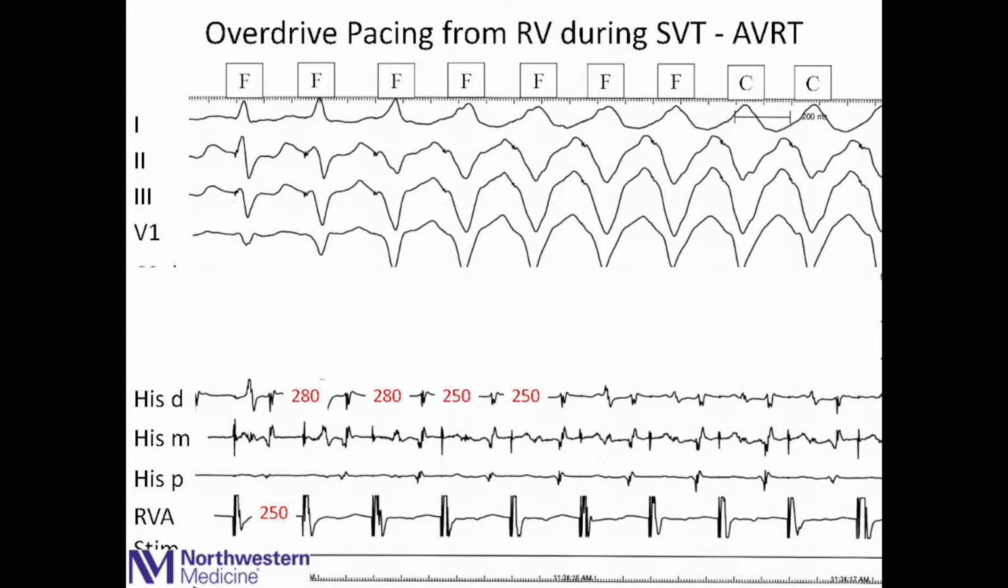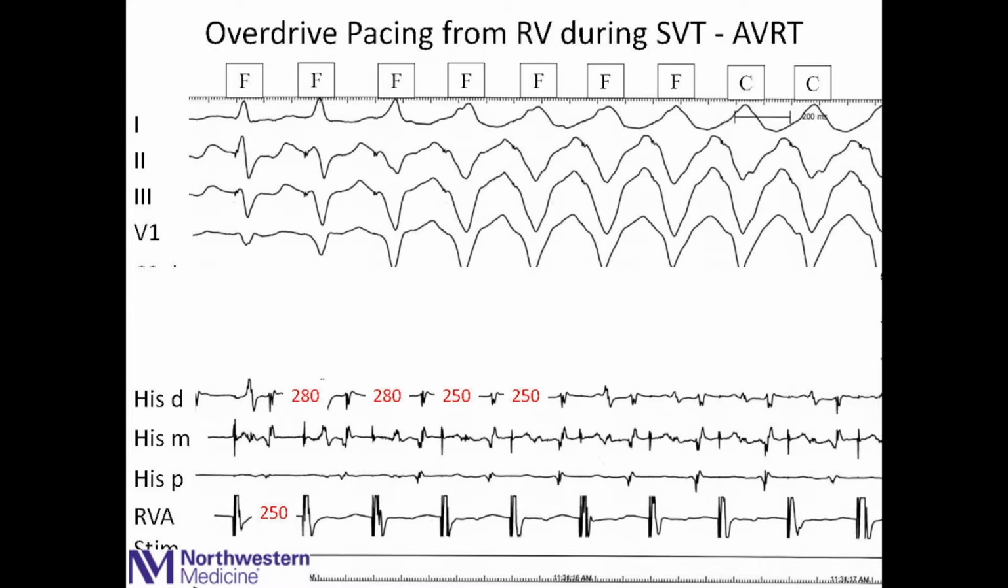And I think this is by far the most efficient way to make a diagnosis in these difficult cases, if you can get it to be sustained and overdrive pace. Because in this case, if you look, these are fused all the way until here. You don't fully capture the ventricle until here. So if you overdrive pace, you get to the atrium with fusion, it's equivalent to giving a PVC on the His.